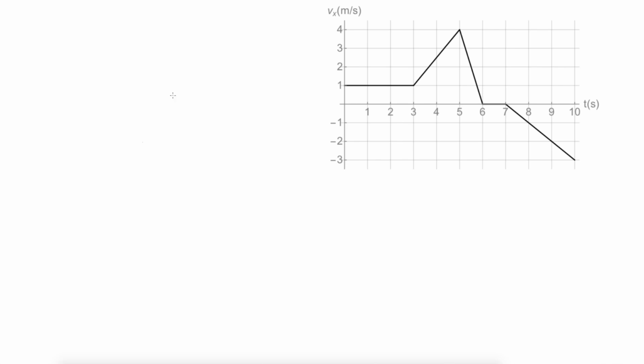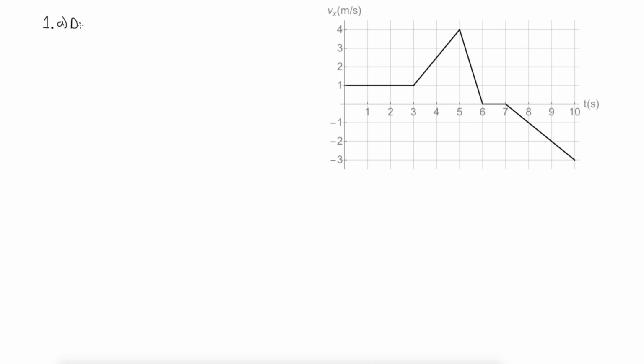So this video will cover the solutions to the second set of tutorial questions for PHYS9120. So this is question 1 here, where we've got a velocity versus time graph. And in part A of this question, we're asked what distance has the object travelled over the 10-second time interval.